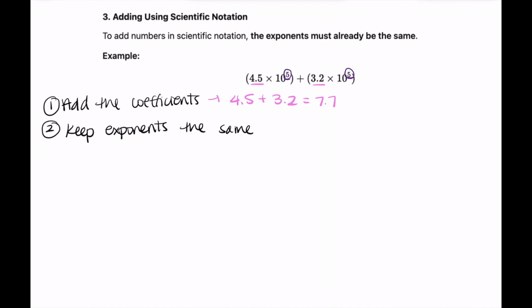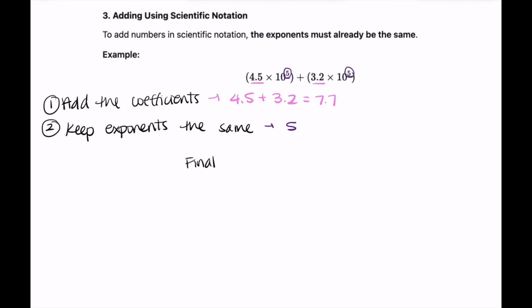Looking at our coefficients, we have 4.5 and 3.2. 4.5 plus 3.2 gives us 7.7. Now looking at our exponents, they are 5. So our final answer will just be 7.7 times 10 to the 5th.